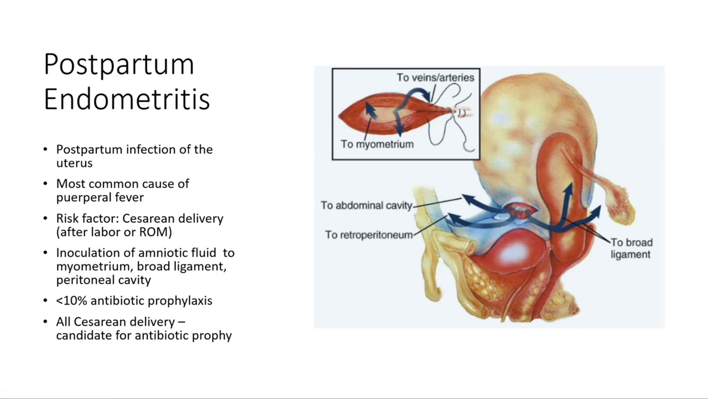Some of that fluid, I don't know if you can see my mouse pointer, can travel outside the uterus and go to the abdominal cavity, the retroperitoneum, and other parts. So it's a direct inoculation during cesarean delivery. The occurrence is less than 10% if patients get antibiotic prophylaxis, and therefore all cesarean delivery patients would get antibiotic prophylaxis.